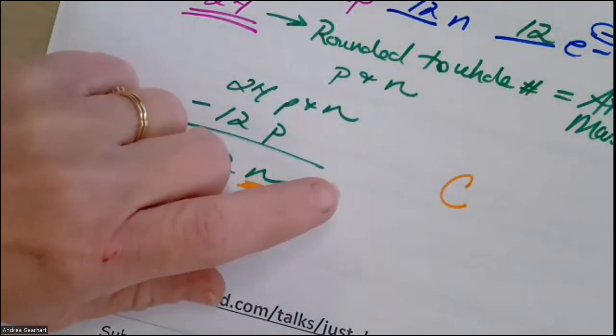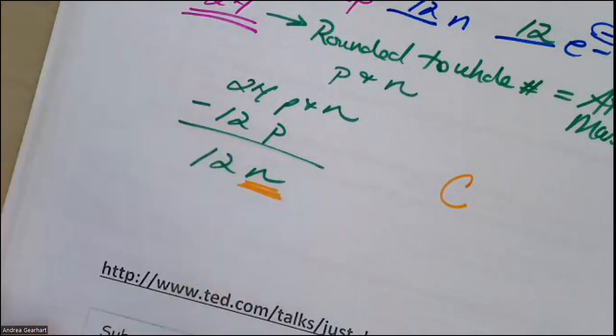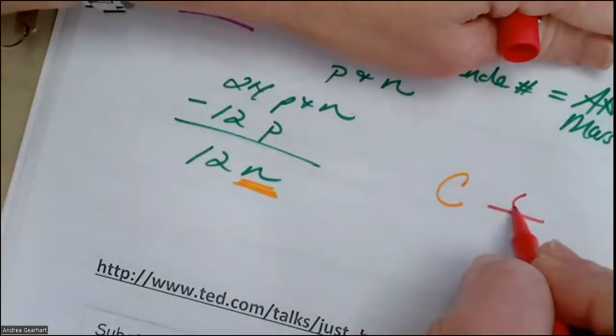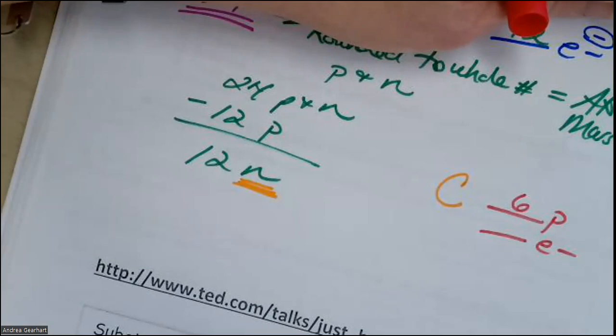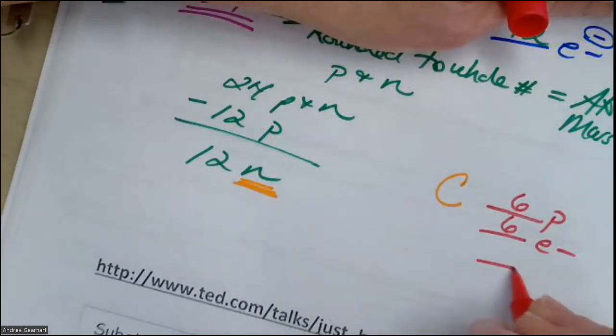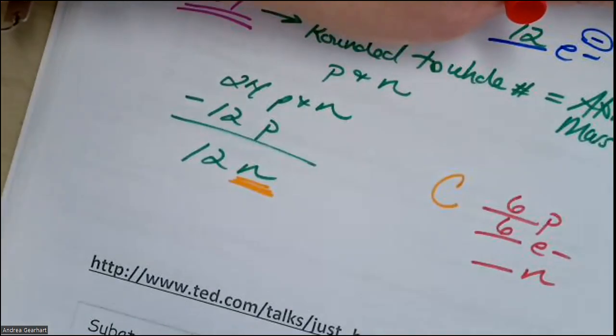Okay, so carbon, Sabrina, to be carbon, how many protons? You got it. So then, Marcus, how many electrons? Max, number of neutrons for carbon. How do you know?